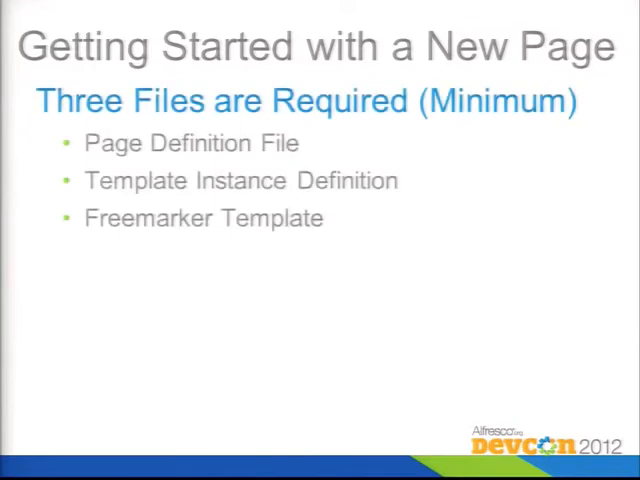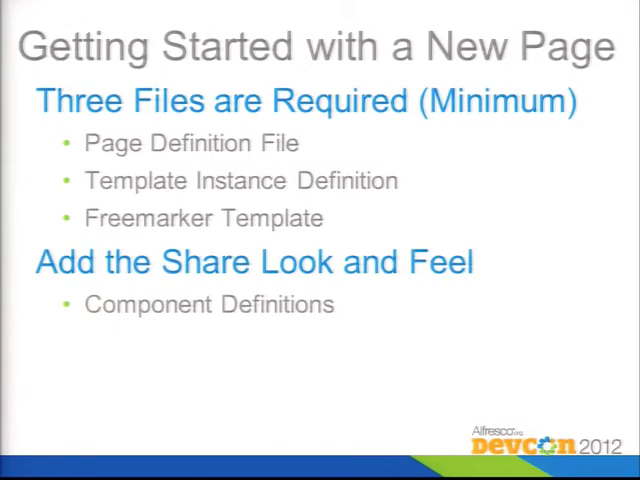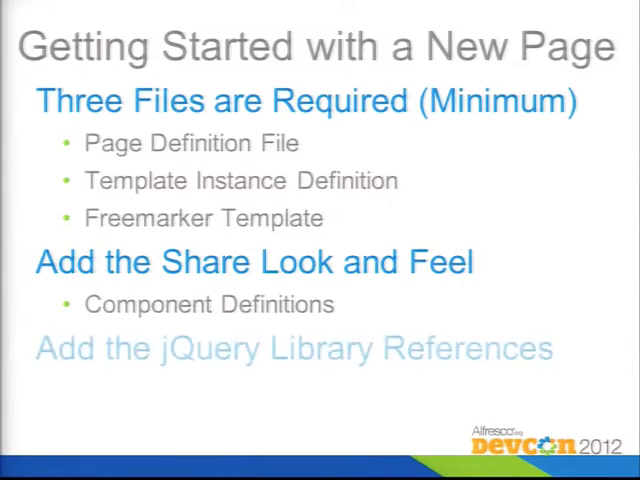So in order to build a Share page, you have to have at least 3 files. And these are the 3 files. You have to have a page definition file, a template instance definition, and then you have to have a Freemarker template that returns something back to the user. There can be a lot more than this, but you have to have at least this as a minimum. I'll add the Share look and feel into the template so that it looks like a Share page. And then I'll add the jQuery references into that as well so that I can use the jQuery libraries.